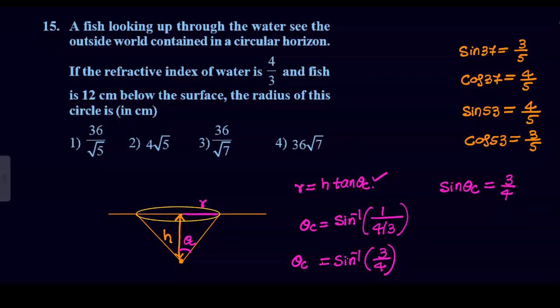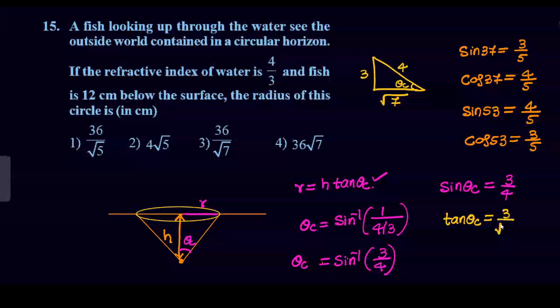How much is tan theta c from that? This is the angle. Sine means we can say this is 3 and this is 4, and this value is root 7. From this, tan theta c is 3 by root 7. Now from this we can get the r value.